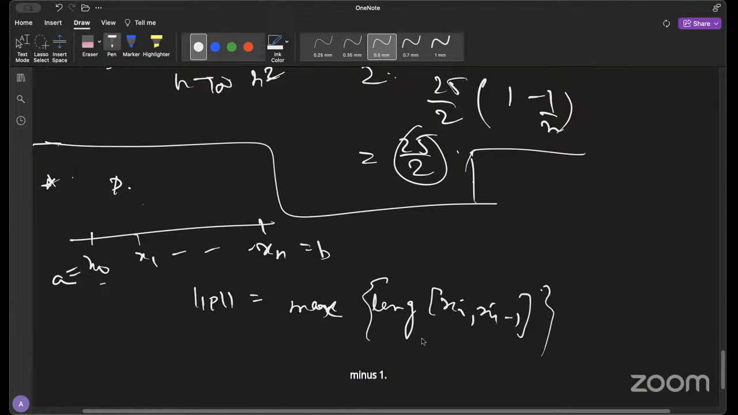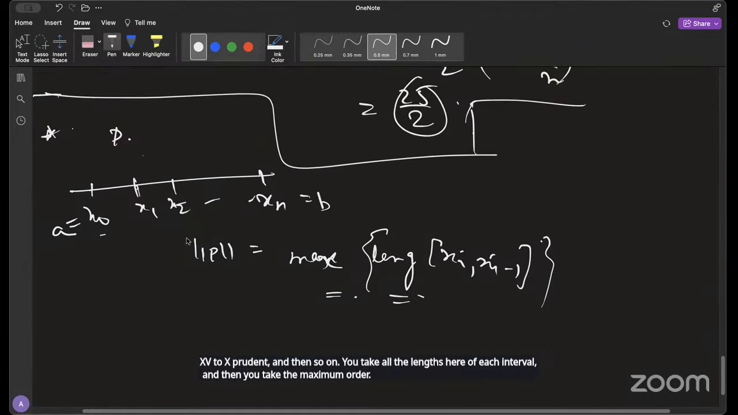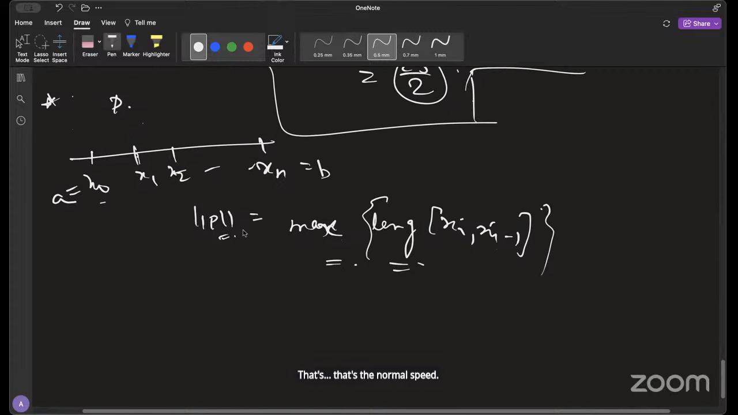Is this okay? It's simply, this might confuse you. It's simply the length, the maximum of these lengths. This length and then x2 to x1 length, and then x3 to x2 length, and then so on. You take all the lengths here of each interval, and then you take the maximum of it. That's the norm of P. Okay.